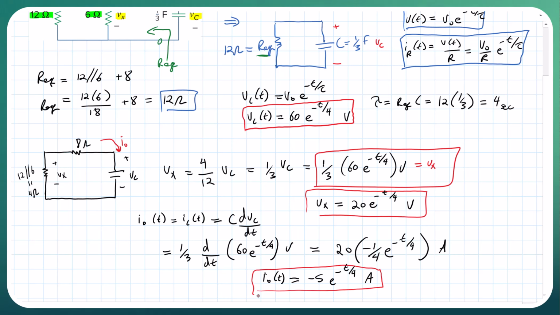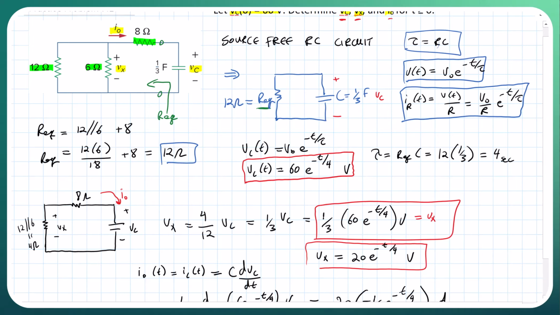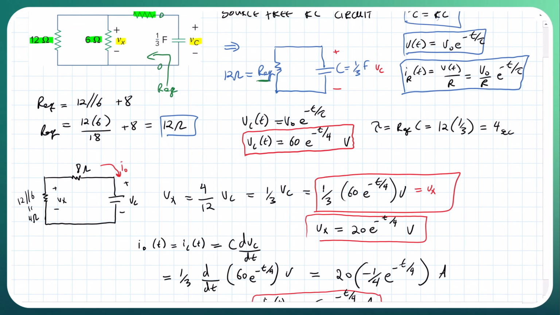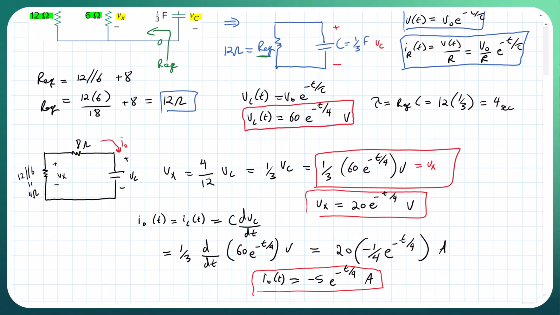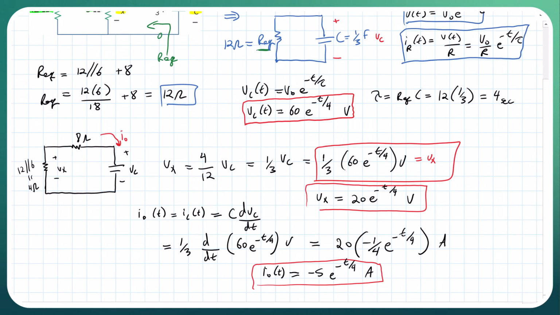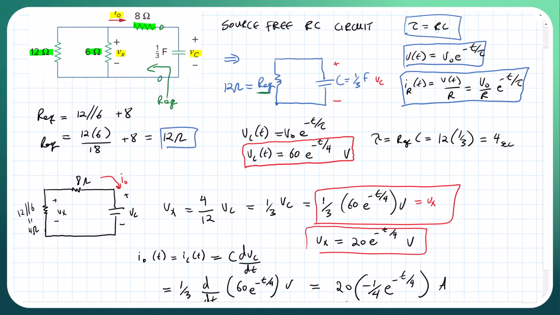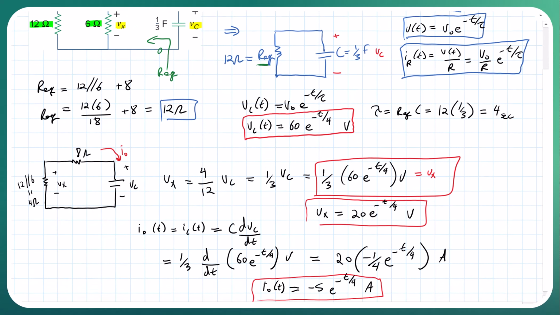So we've solved for our voltage across the capacitor, we've solved for Vx across the resistor, as well as the current I naught coming down into the capacitor there.